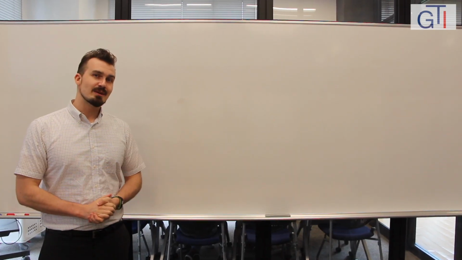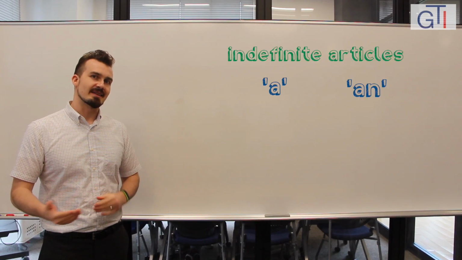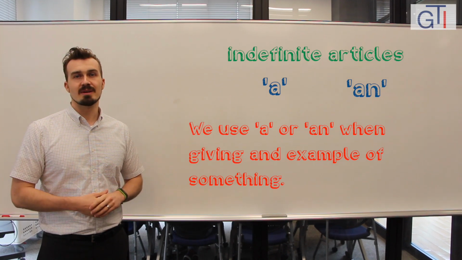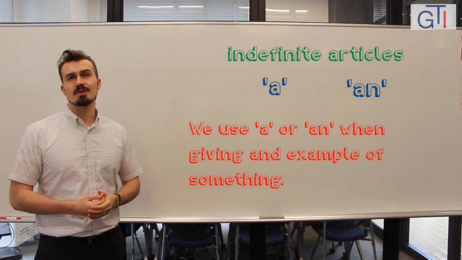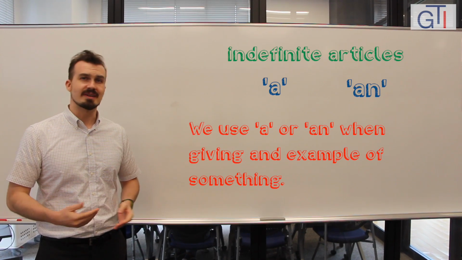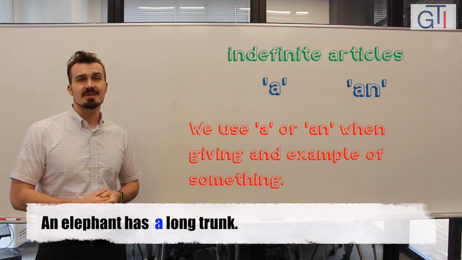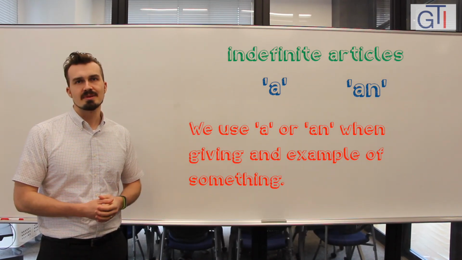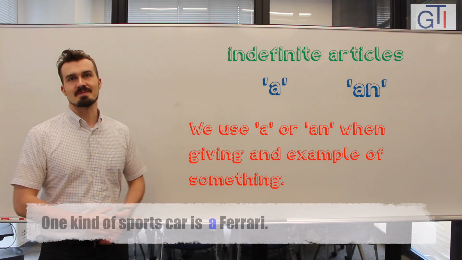Alright, now let's go over two more ways to use indefinite articles, "a" and "an." First, we use "a" or "an" when we are giving an example of something. For instance, if you were explaining to your friend what an elephant is, you might say something like, an elephant has a long trunk. Or in another example, one kind of sports car is a Ferrari.